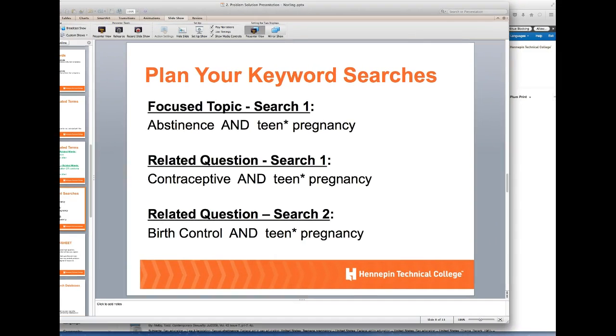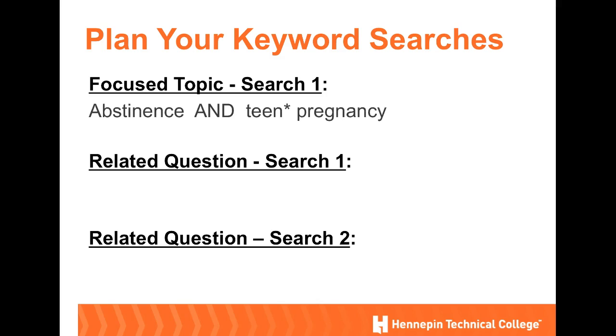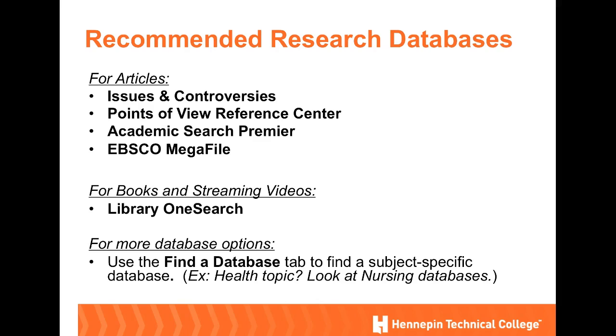And I have a couple last messages here before I want you to start doing your own research. So I'm going to move along here. Some recommended research databases would be the Issues and Controversies database that was one of the two that we started in. Points of View Reference Center was the other. Academic Search Premier is the one I just showed you. And EBSCO Megafile is an even bigger general database than Academic Search Premier, and it looks exactly the same. So if you know how to use Academic Search Premier, you can use Megafile.